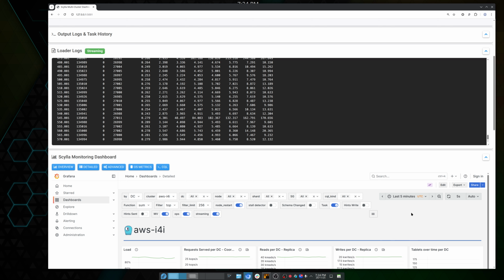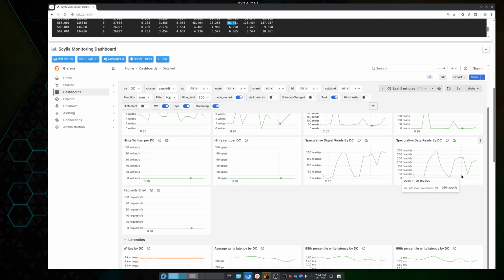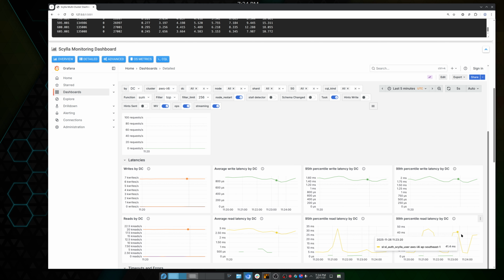So looking at this particular cluster, this is a representation of their own cluster. It is a 3 node I4I large, and then we can see that the client latencies are unpredictable and bad. P99 is almost reaching 100 milliseconds at times, and then if you look at the speculative data reads by DC, that's also going high compared to what it should be, because the cluster is very small. So this 300 reads is also significant. The P99 read latencies, if you see, are also in a very bad range, like 40 milliseconds or so.